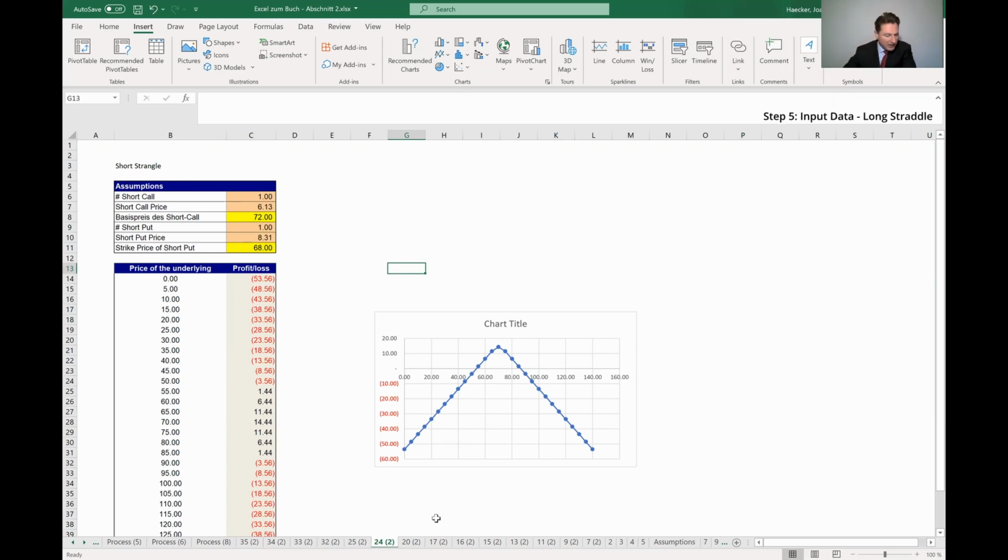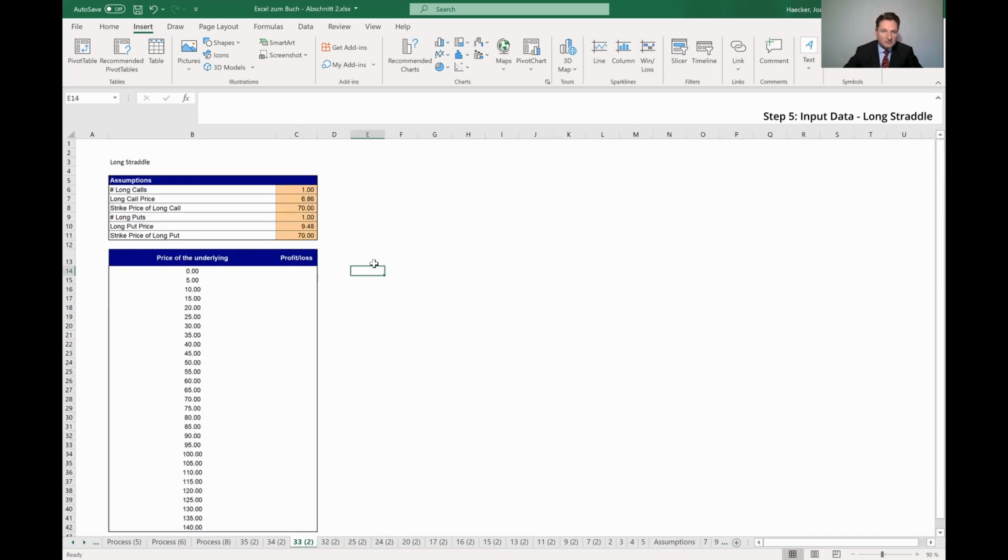Next step, we'll analyze the so-called long straddle. The long straddle comes with the strike price at the same level of our share price. It's basically the same. However, this time we are long and not short.